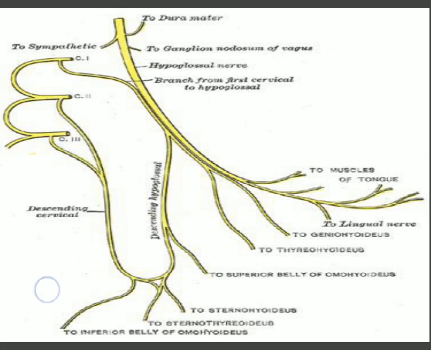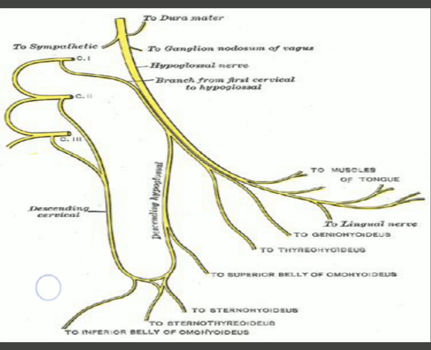And the inferior root supplies the inferior belly of omohyoid muscle and also the lower part of the sternothyroid and sternohyoid muscle. And the superior root gives branches to the superior belly of omohyoid and also upper parts of the sternothyroid and sternohyoid muscle. So that's all about the remaining portion of the anterior triangle of neck. Thank you so much.